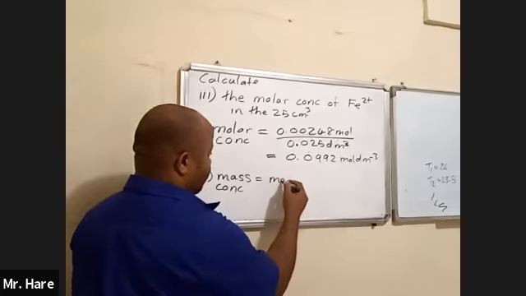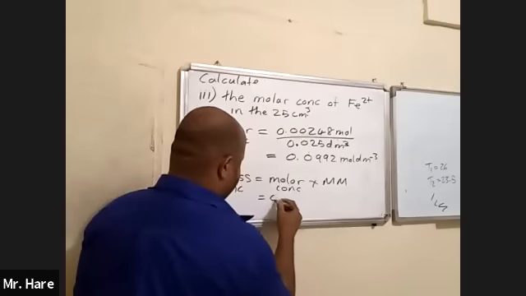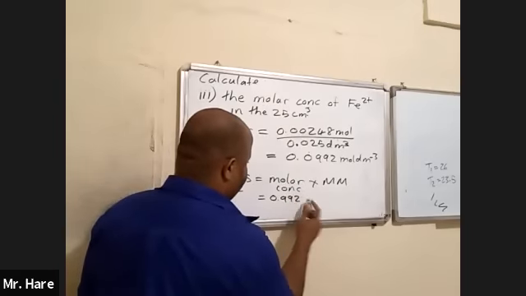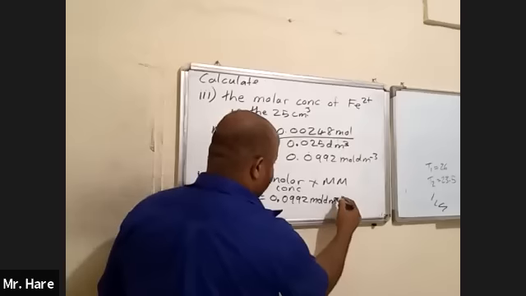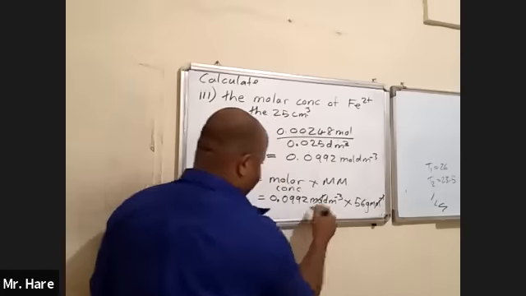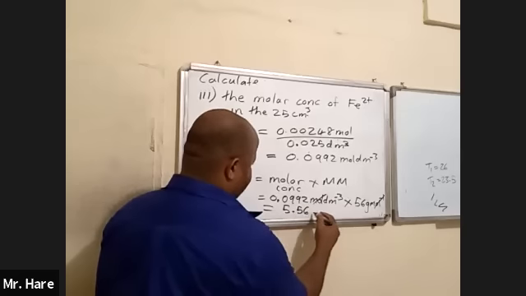That is correct. So the molar concentration times the molar mass. So it's 0.0992 moles per dm³ times 56 grams per mole. Mole cancels mole. What is our answer? 5.556. 5.56, yes.